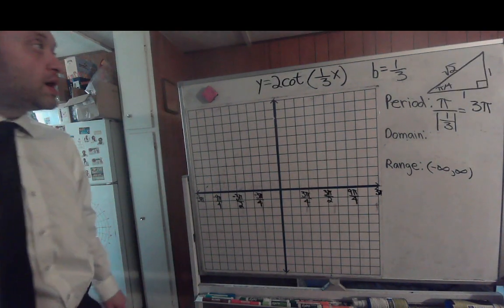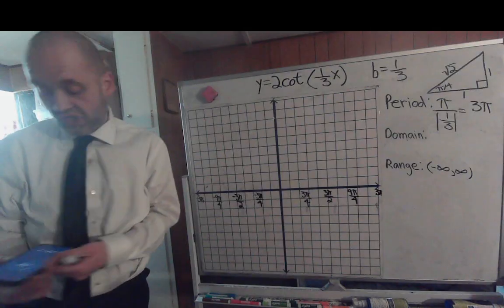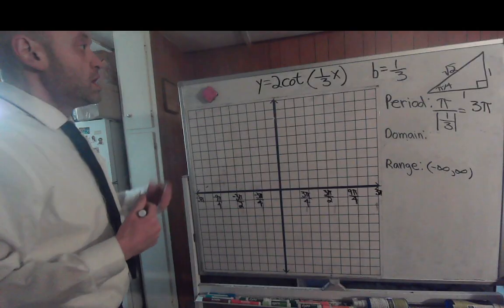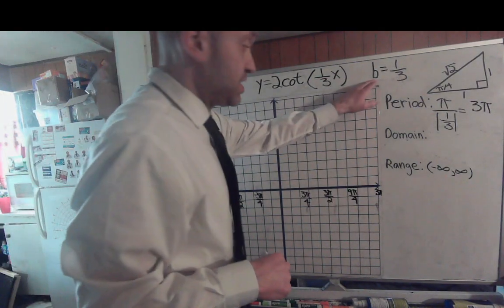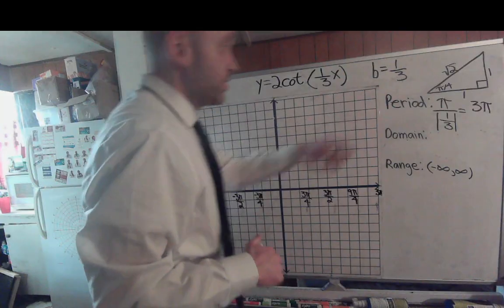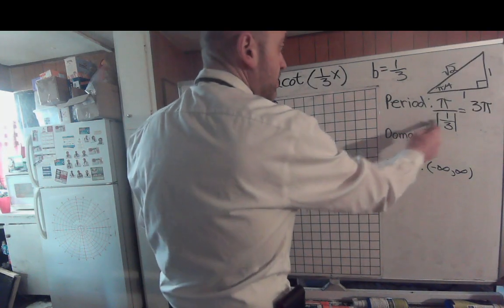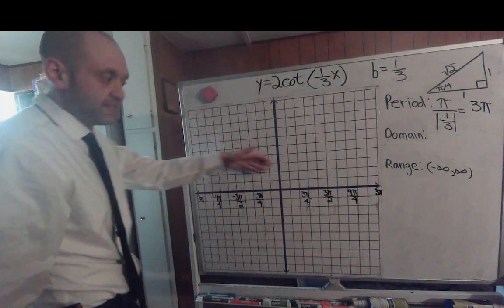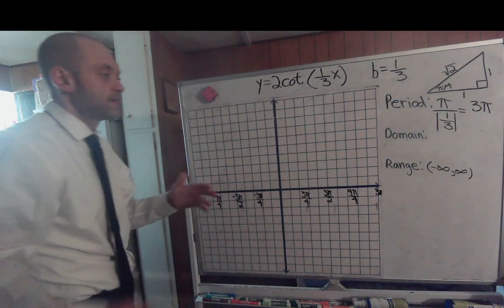Alright, so we have y equals 2 times the cotangent of 1/3 x. Again, our a is 2. Our b is 1/3, so we take pi divided by 1/3, and you have a period of 3 pi. That hasn't changed. I've already listed that all along the x-axis.